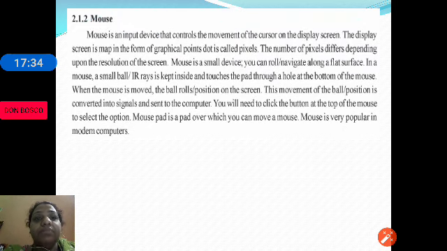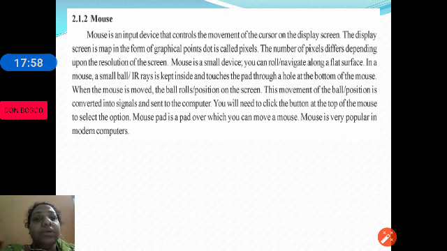Next comes the mouse. Mouse is an input device. It controls the movements of the cursor on the screen. Generally the display is mapped into graphical dots called pixels, so the number of pixels depends upon the resolution of the screen. Mouse is a small device.